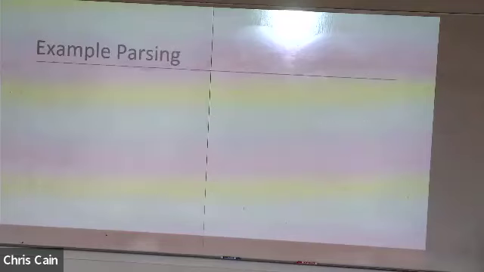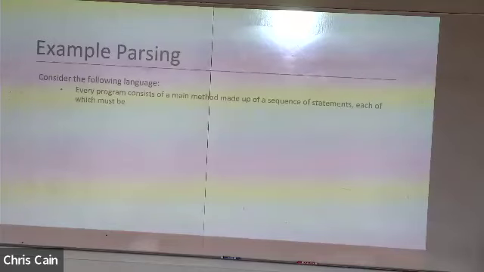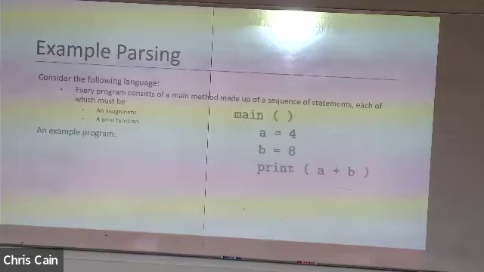Let's go over an example. We're going to have this interesting language. Every program has a main method, so this is not an object-oriented language, it's just a procedural language. Main method made up of a sequence of statements. Each of these statements must be an assignment or a print function. Nothing else. So here's an example program that is in this language. It's absolutely as simple as can be. We have a main. Then we have an assignment, and a print.